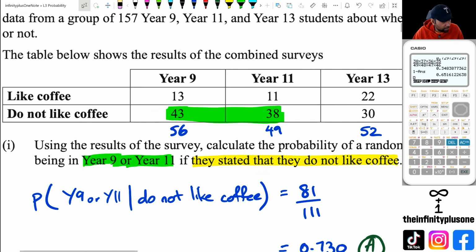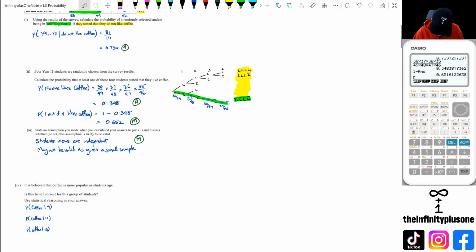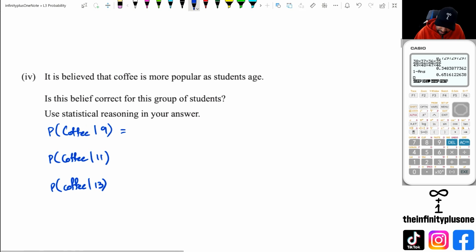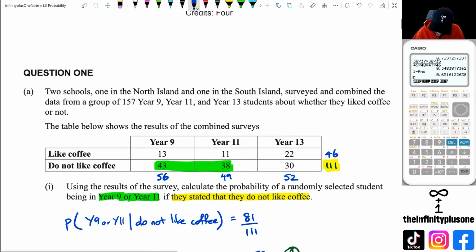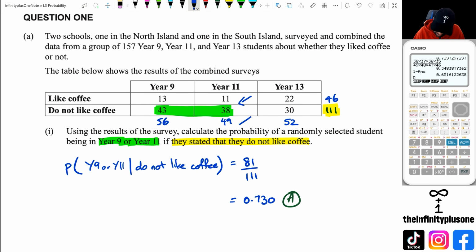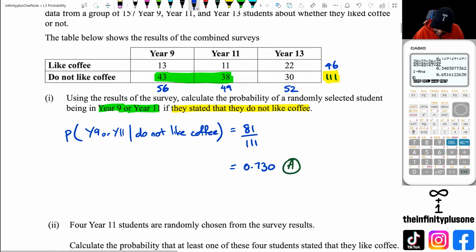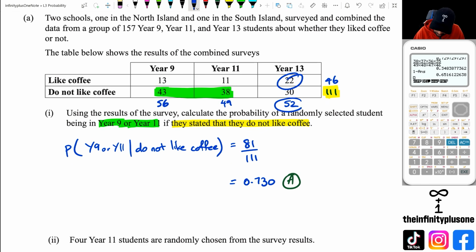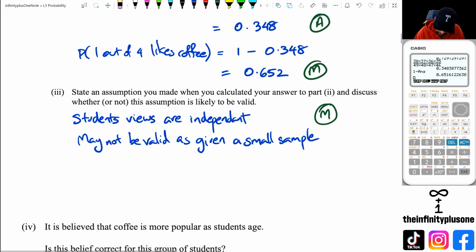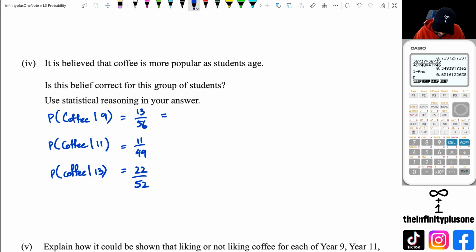So if we look at it, we should get like coffee is 13 out of the 56 year 9s. And then we've got 11 out of 49 and then 22 out of 52. So I've got 13 out of 56. And then for year 11s, I have 11 out of 49. And then for year 13s, I have 22 out of 52 that like coffee.